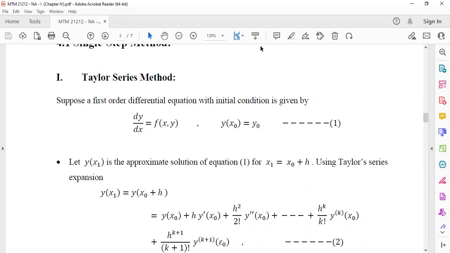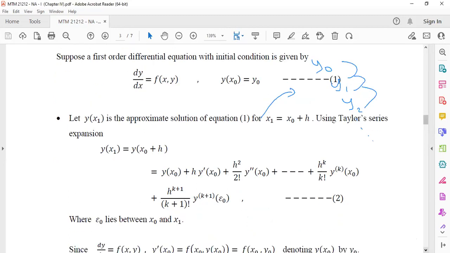For example, in the initial condition itself we have y naught. From that, using the definition, we can find the next steps, y1, y2, and so on. We are going one step at a time with single steps. We also discussed the Taylor series method, which has been defined from the Taylor series expansions.